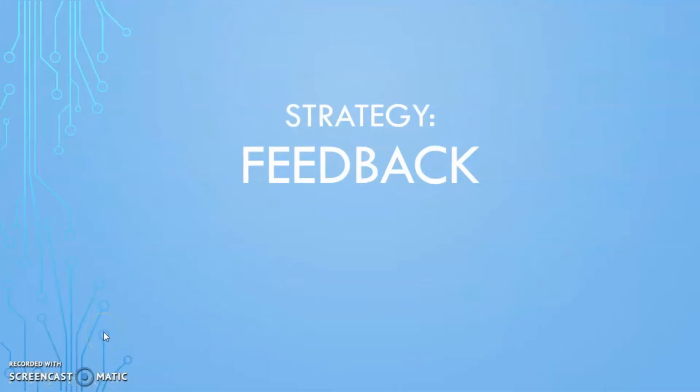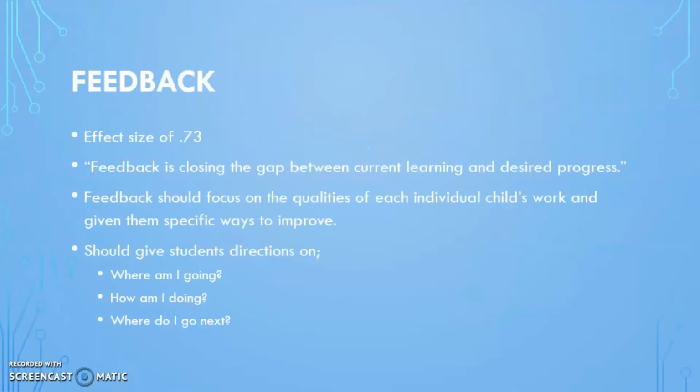The next strategy we're going to talk about is feedback. On John Hattie's scale, the effect size of feedback is 0.73, which is well above the average. This is why feedback is so important in the classroom. Feedback is closing the gap between current learning and desired progress. It should focus on the qualities of an individual child's work and give them specific ways to improve.